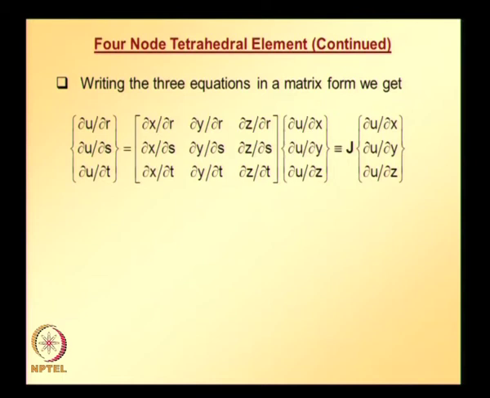where j is used to denote components of partial derivative of x with respect to RST, y with respect to RST, z with respect to RST. This matrix consisting of partial derivatives of x, y, z with respect to RST is denoted with letter j, which is called the Jacobian matrix. So, this equation basically helps us to calculate partial derivatives of the displacement component along x direction with respect to RST once we know its derivatives with respect to x, y, z.